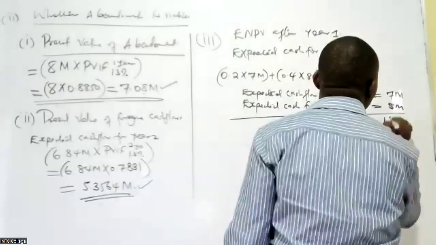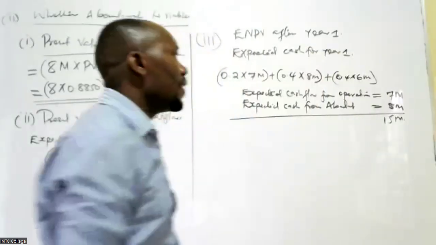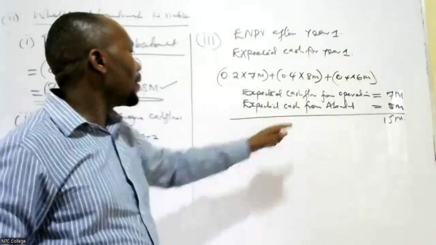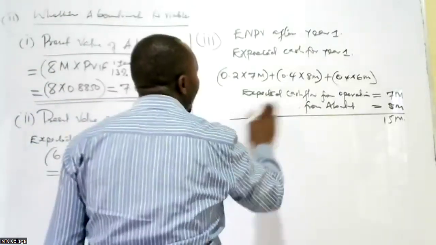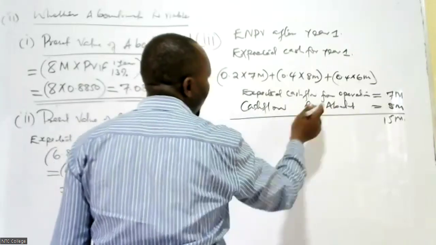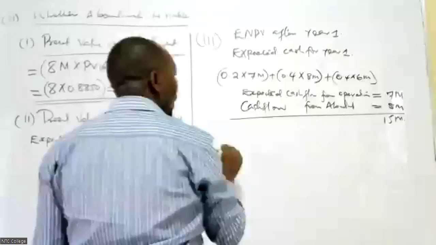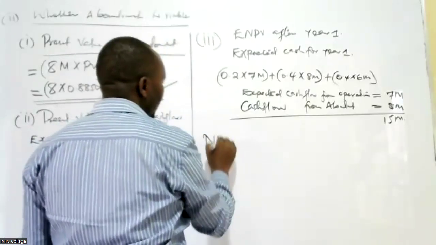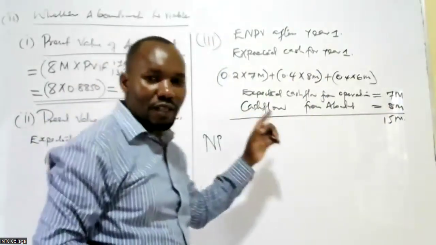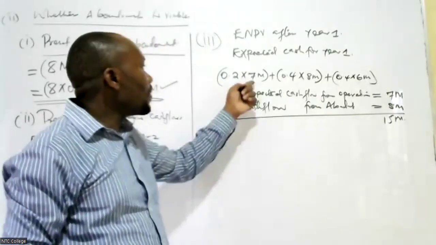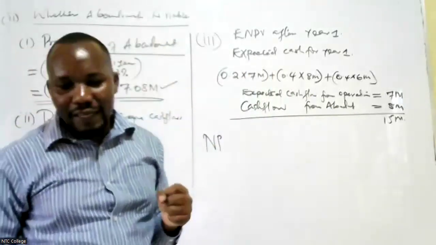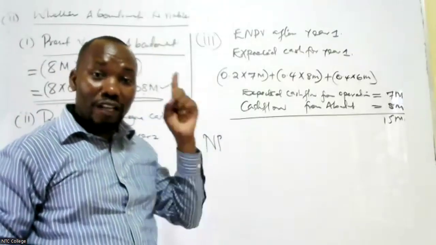So the total cash flow is 15 million at year one. This is the total amount that you're going to get after year one. Cash flow from abandonment is that one, and from operation is that. So we are trying to get NPV. This one is already called expected cash flow. How do you get expected cash flow? Probability times amount plus probability times amount. Now that expected cash flow, when you multiply it with the PV, you're going to get expected NPV.